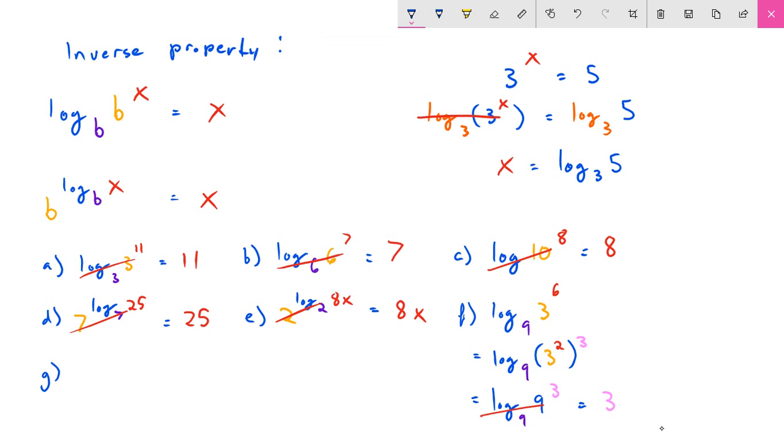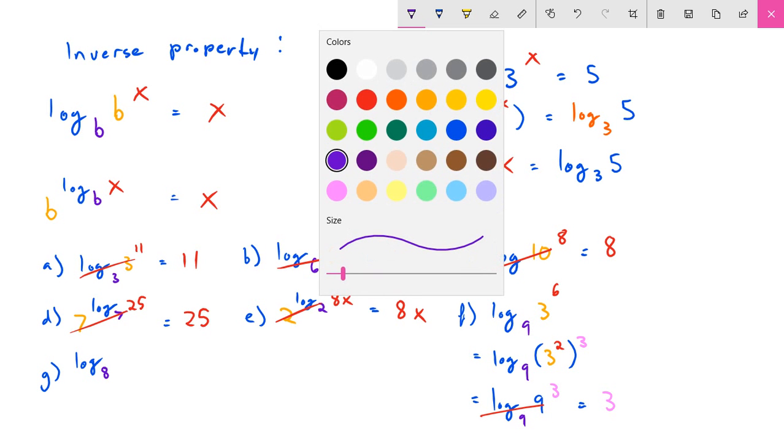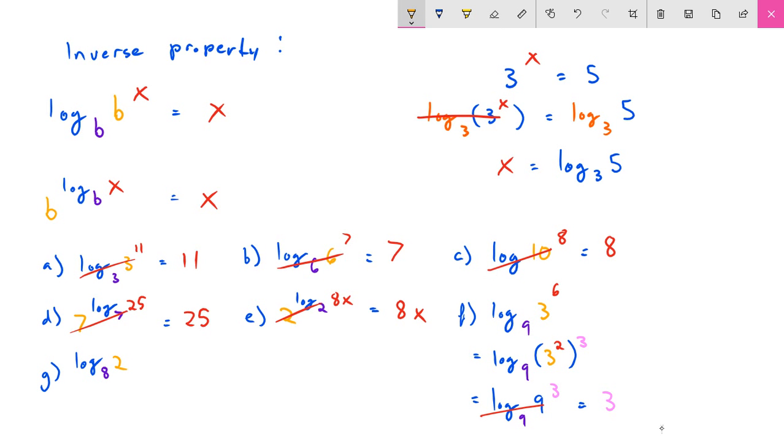G, log base 8 of 2 to the 12th. Okay, first of all, what would I want my 2 to become if I were trying to cancel it out? 8. I want it to be 8. I want it to be the exact same as the log base, right? Right, because 2 to the 3rd is 8.